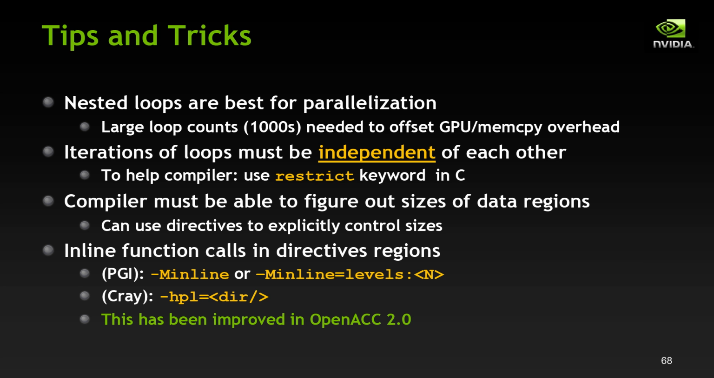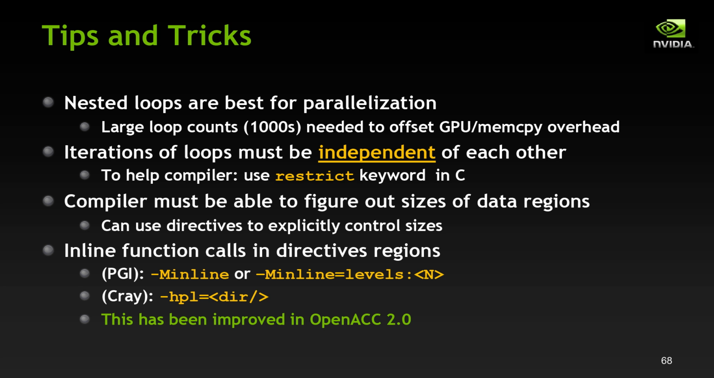In the current OpenACC spec, you cannot make function calls within a parallel region. What you'll have to do is inline them. So the PGI compiler has this minline flag that you could use to inline all of these routines. Or the Cray compiler uses what they call their program library, which will generate a library that will then link in and use that. Now, this is something that changes in OpenACC 2.